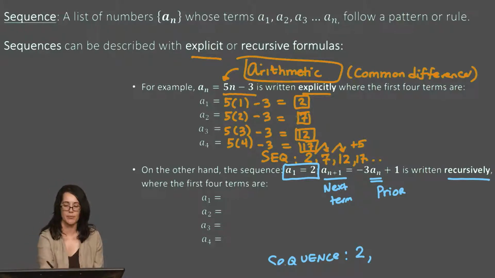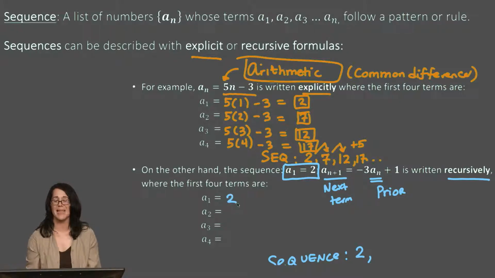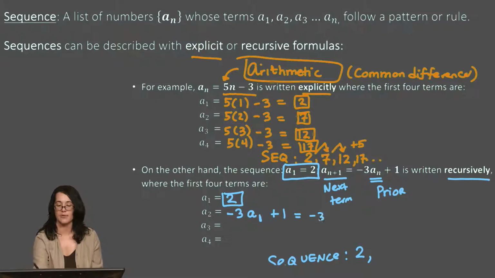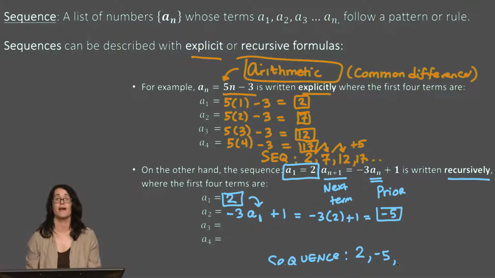So for example, we were given that the first term was 2 here. How would we get the second term? We would take negative 3 times the previous term, which would be the first term, and we would add 1 to it. But the first term was given to me as 2, wasn't it? So this would be negative 3 times 2, adding 1, which is negative 6 plus 1, which is negative 5. So our second term in this situation is negative 5 for our sequence.